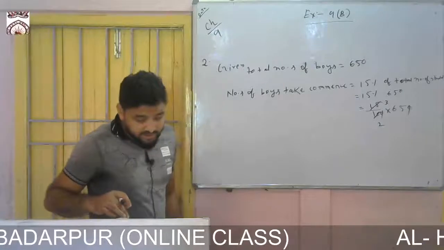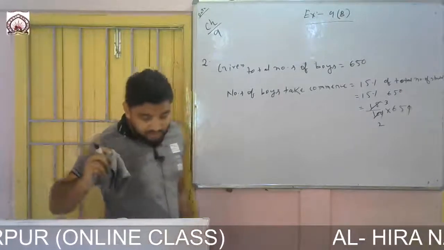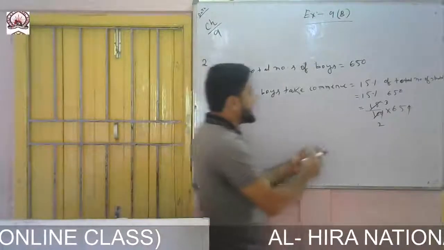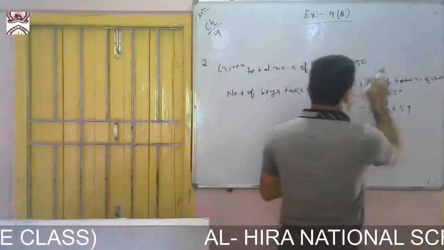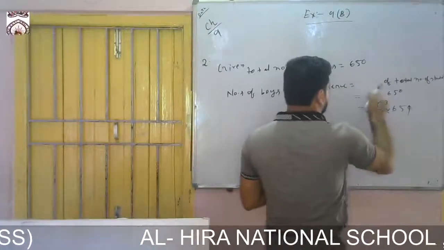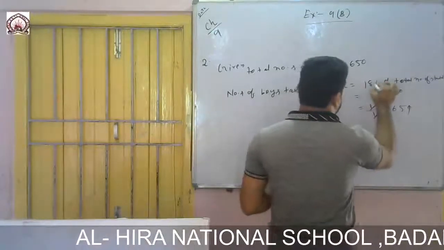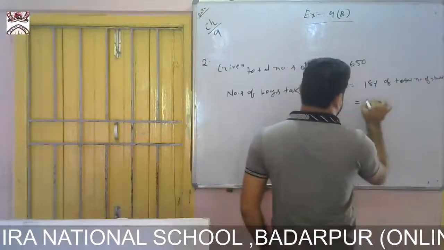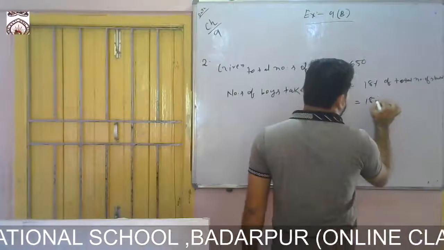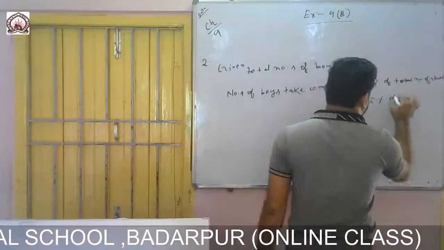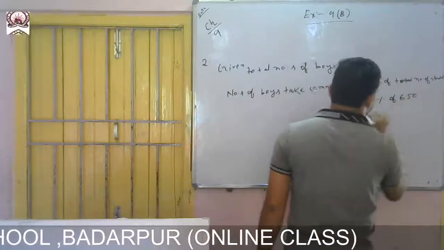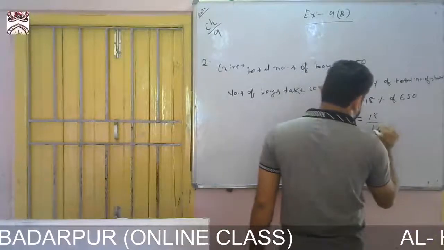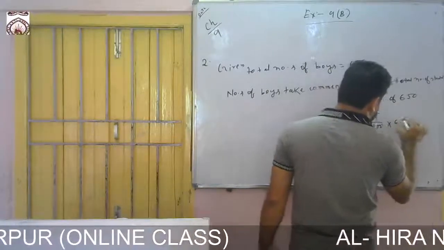Of what? 650. Not 15 actually, it was 18%. Sorry, 18% of what? 650. 18% of 650. Okay. So 18% of 650. It is 18 by 100 into 650.